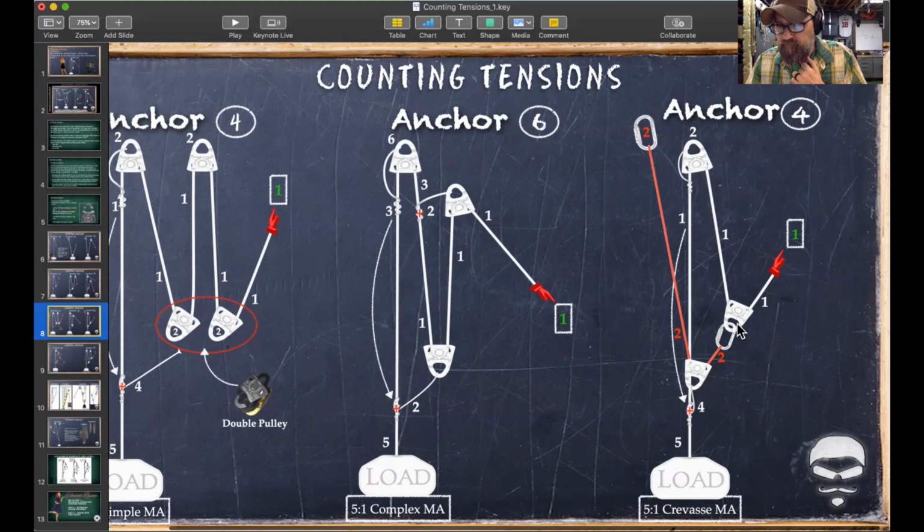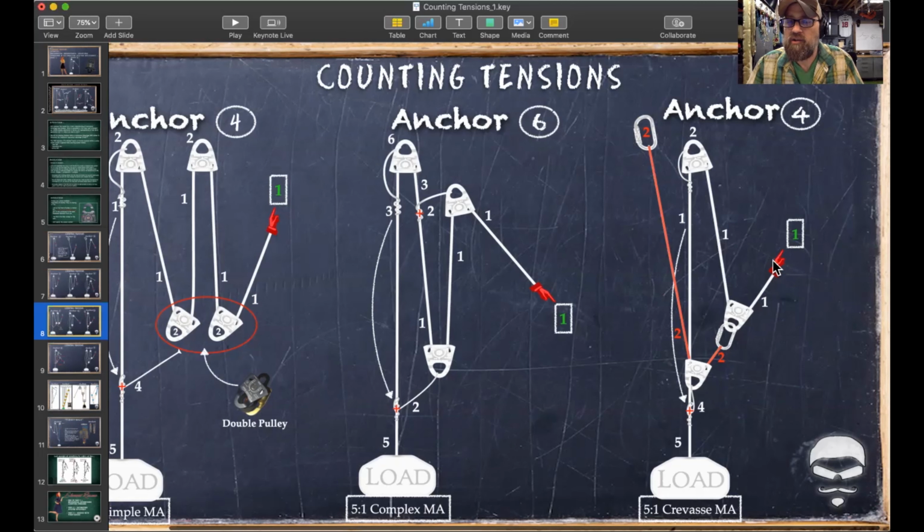So when you get into this, this looks an awful lot like a 3-to-1, except this is not attached straight to the prusik. There's another MA system in there. So when we look at it, we're like, what the hell is it? Let's figure this out. So we'll count tensions on it. We go in and we go, 1 goes in, 1 comes out. 2 is sitting on this pull line right here, which is what our sling or cordelet or whatever is attached to. It's fixed here and it's fixed in there.